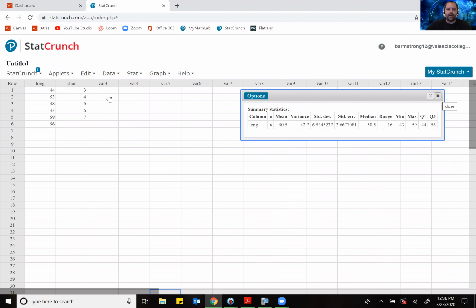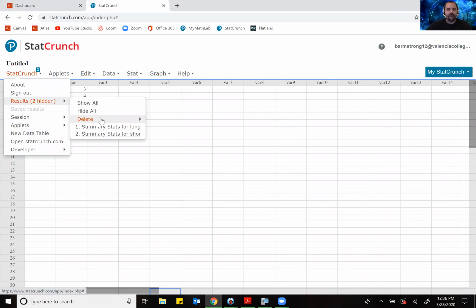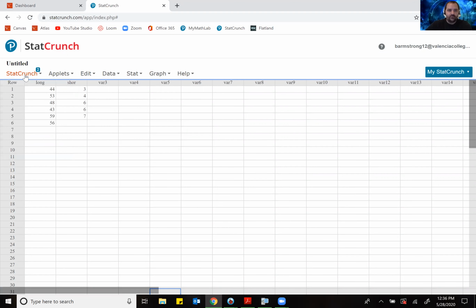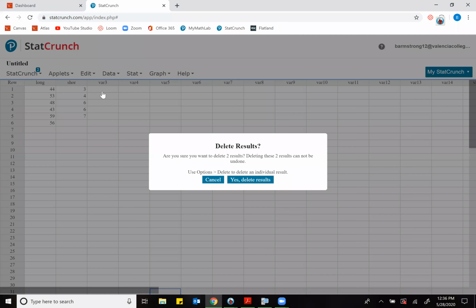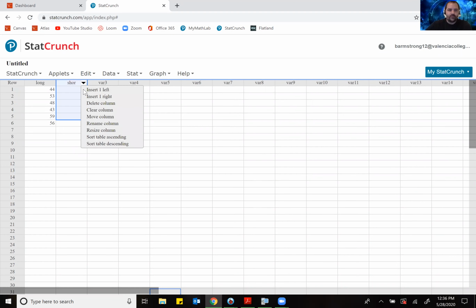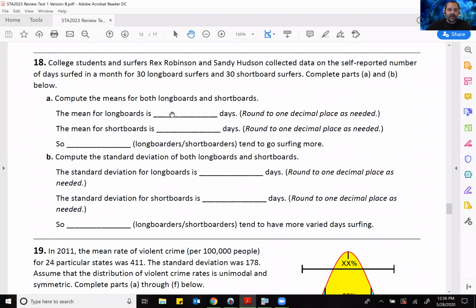Sometimes things go wonky on us when we're making these in PDFs, and we put it in and it doesn't pop out or things like that. But that's how it's going to work. So you're basically running the data twice. Do it once for longboard and then once for shortboard. Make sure you get the means and make sure you get the standard deviations. And again, whoever has the highest number is the answer to this, and here, whoever has the highest number is the answer to being more varied.